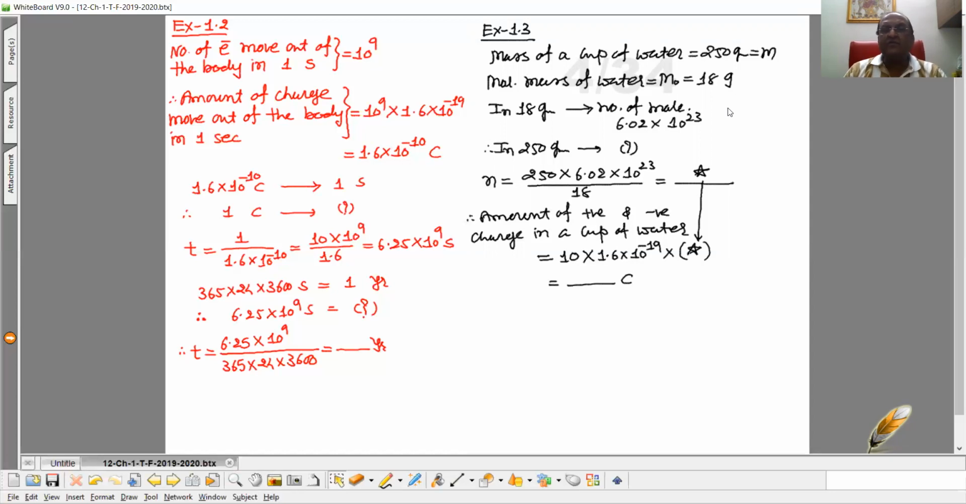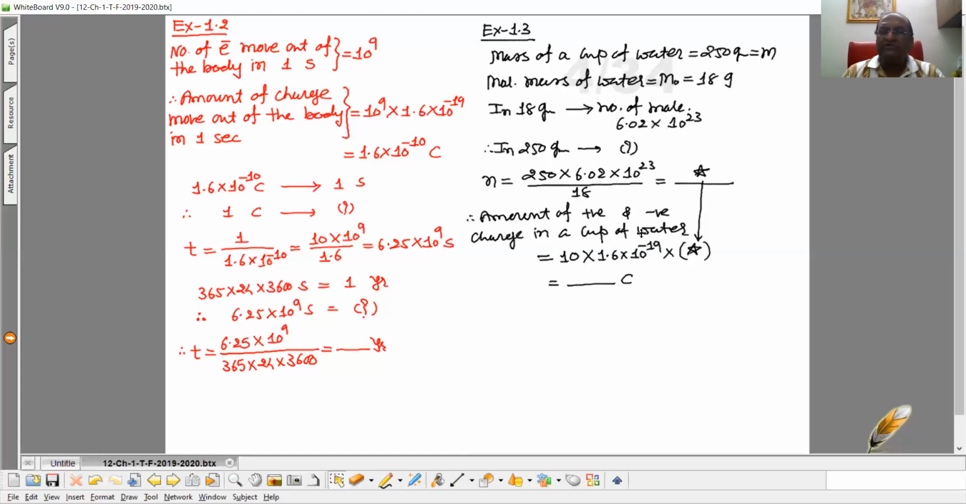So let's first calculate the total number of molecules in a cup of water. In 18 gram, the number of molecules is 6.02 into 10 raised to 23. Therefore, in 250 gram, how many molecules are there? We can calculate the number of molecules as 250 into 6.02 into 10 raised to 23 by 18. So we will get the number of molecules in a cup of water.